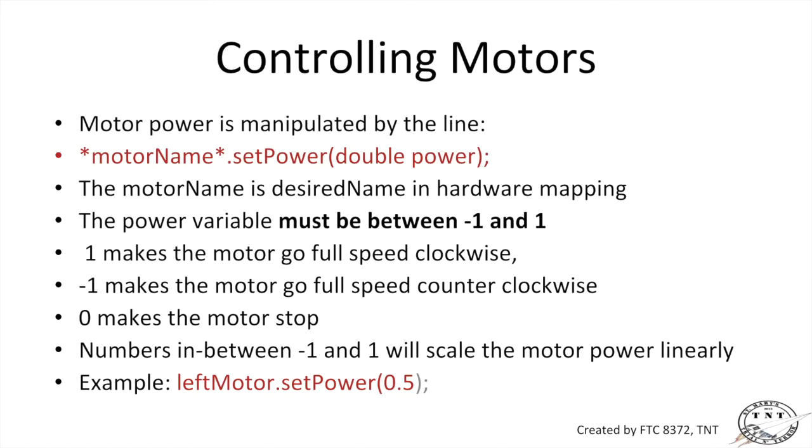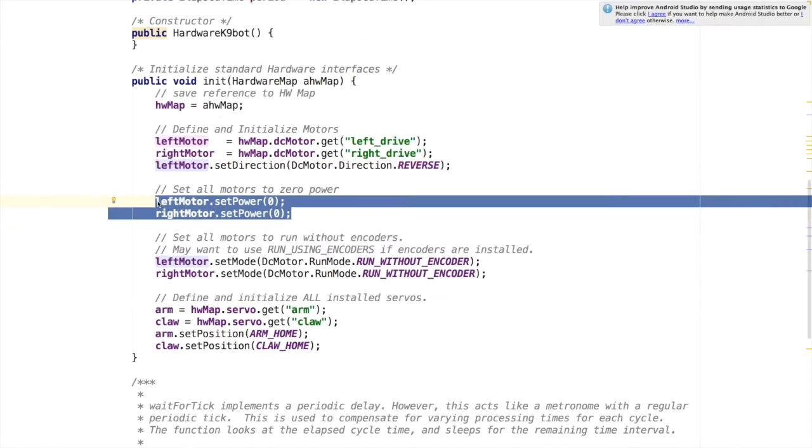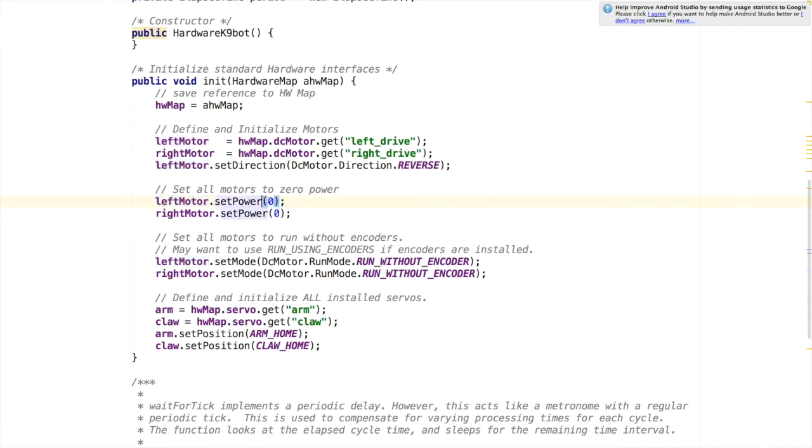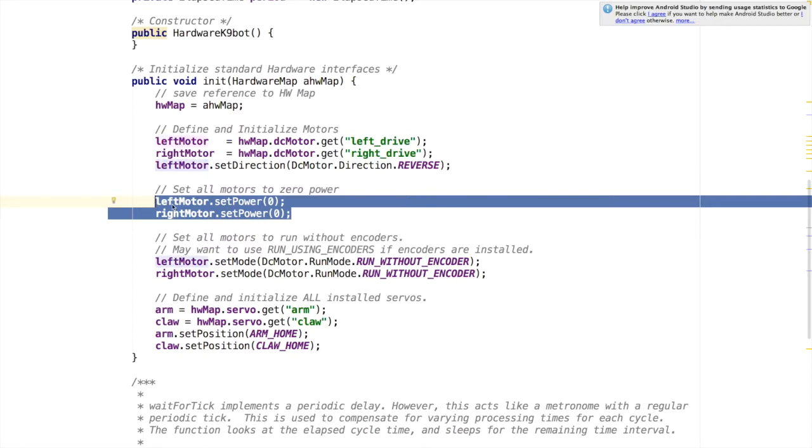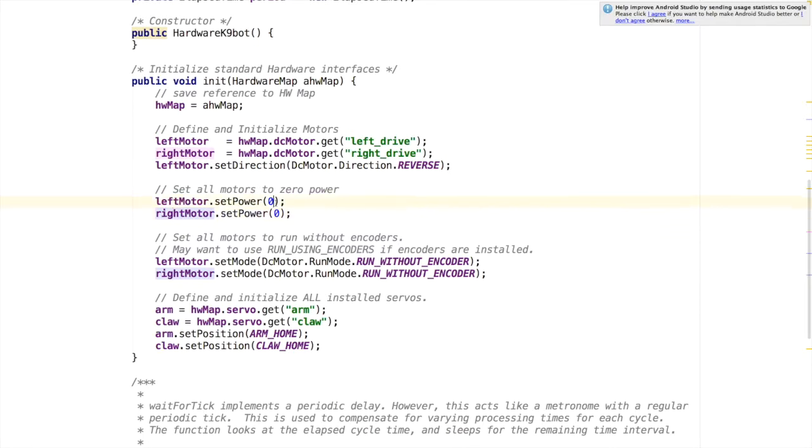So this would set the power of the motor to half power in the clockwise direction. So as we can see here in the hardware K9bot program, they also have a left motor and right motor modifier. So they have leftMotor.setPower to 0 and rightMotor.setPower to 0. Now what these two lines will do is they will stop both motors completely. Now let's say if we were to change this to 0.5, like we did in our other example, both motors would be going at half speed in the clockwise direction.